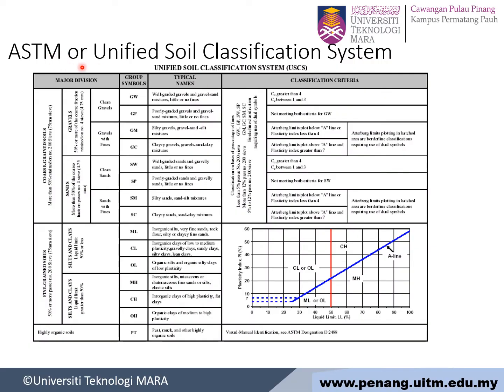Alright, this one is ASTM, or the Unified Soil Classification System. This one is the table manual for fine soil classification. This one is a plasticity chart. Alright, so you may refer to the table here, USCS.